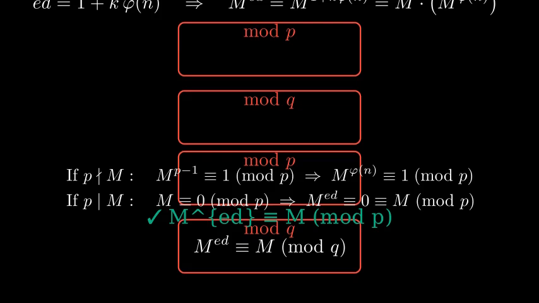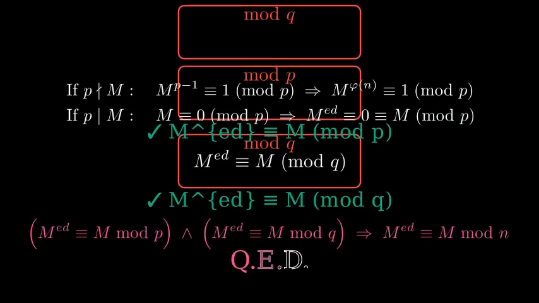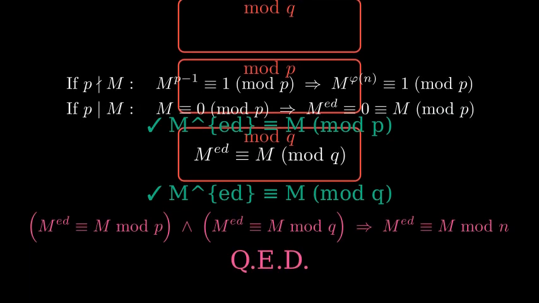Next, modulo Q, the exact same reasoning applies. Thus, M to the ED is congruent to M modulo Q as well. Finally, by the Chinese remainder theorem, if two integers are equal modulo P and modulo Q, then they are equal modulo N equals P times Q. Therefore, M to the ED is congruent to M modulo N. This proves that decrypting C equals M to the E by raising to D always returns M.